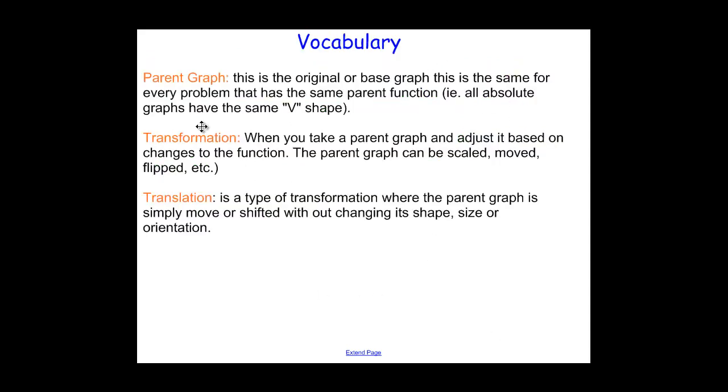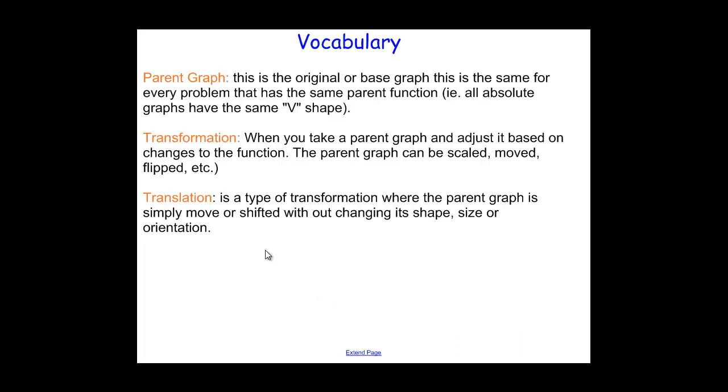Alright, so this is how we do a lot of the graphs in this course, where we have a parent graph, where every absolute value graph is the same graph. It's this V-shaped form. We'll see that here in a little bit. Then we have things called transformations and translations. A translation, let's start at the bottom one here, is simply taking that parent graph and moving it. So it's the same graph, we just shift it and slide it somewhere else on the graph.